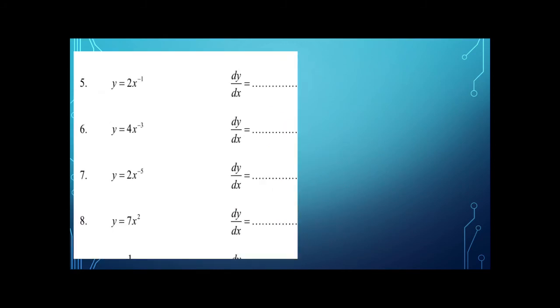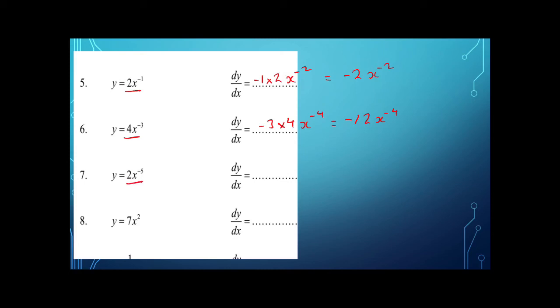Again, you might want to pause the video, have a go at these questions, and then see if you get the same answer as I do. Okay, welcome back. So here we have 2x to the negative 1, so we bring the negative 1 in front, times the 2, and we subtract 1 from negative 1, which is negative 2, and negative 1 times 2 is negative 2, so negative 2x to the negative 2. We bring the negative 3 in front, multiply by 4, and we subtract 1 from negative 3, which gives negative 4. So we get negative 12x to the negative 4.